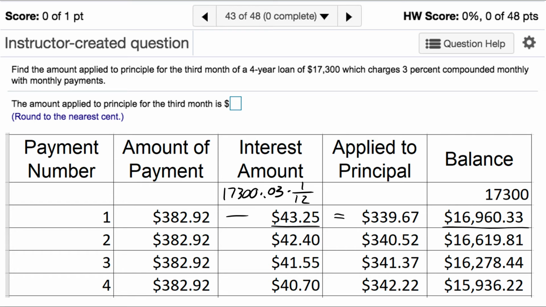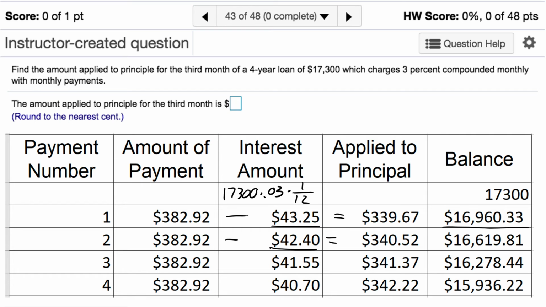So to get the $42.40 for that payment, we would take $16,960.33, the previous balance before payment number 2, times 3%, so times 0.03, times 1/12 for the time, because the second month is still 1/12 of a year, just like the first payment is. That would give us our $42.40. Subtract the interest amount from the amount of the payment. That gives us our applied to principal. And then we just keep going.